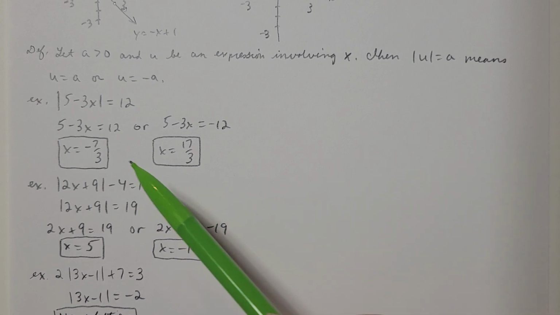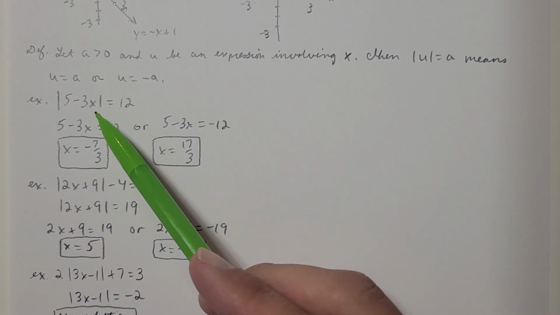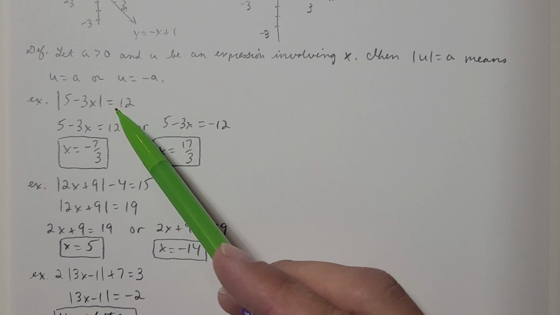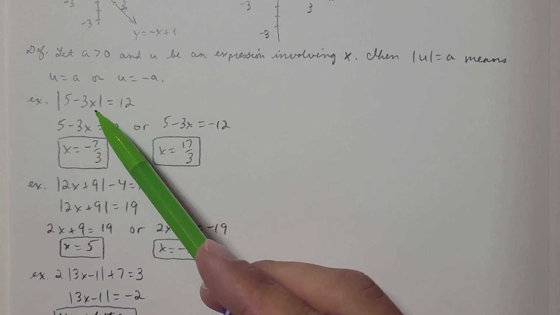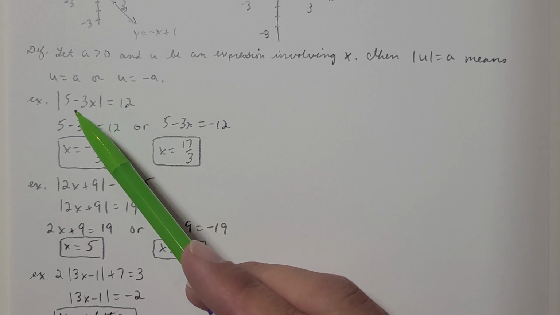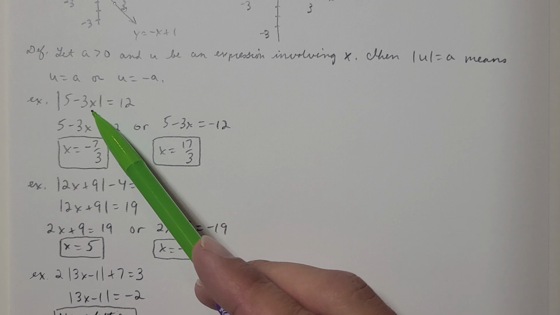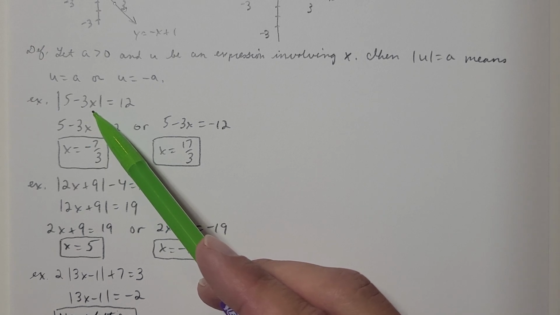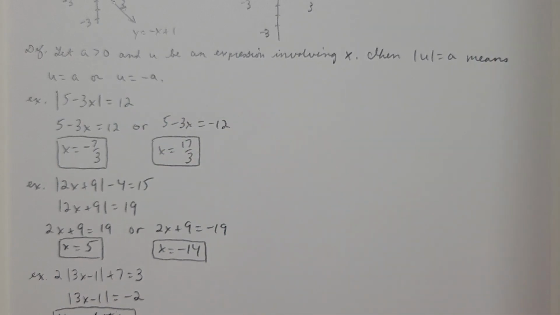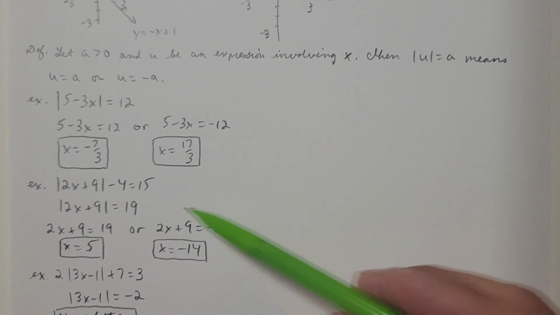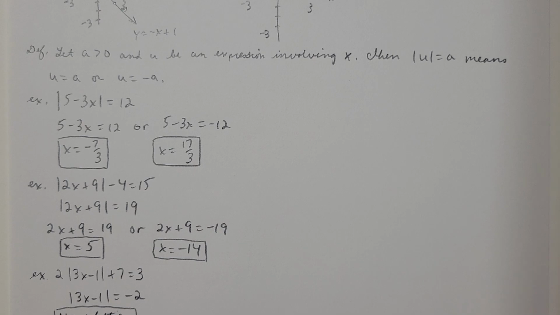So if x is negative 7/3, do I end up getting 12 out of this? Well, 5 minus 3 times negative 7/3, the negative 3's cancel. And so I'm left with 5 plus 7, that's 12. The absolute value of 12 is 12. And 12 equals 12, that's true. Okay, so negative 7/3, I'd circle that.